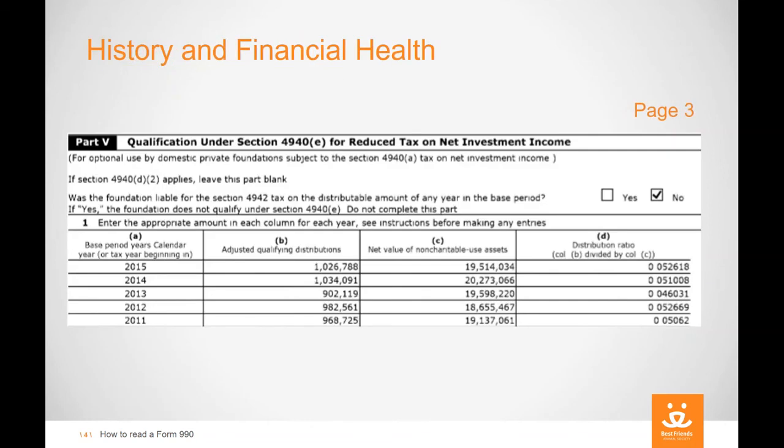The second thing I always look for, after I look at where the trustees are and if there's a phone number and if they're the same, is on page 3 on part 5. There is a really handy table here that shows how much money the foundation has given out over the last 5 years and how many assets they have. Foundations are required by the IRS to distribute 5% of their assets every year. So 5% of what they have is given out to charities.